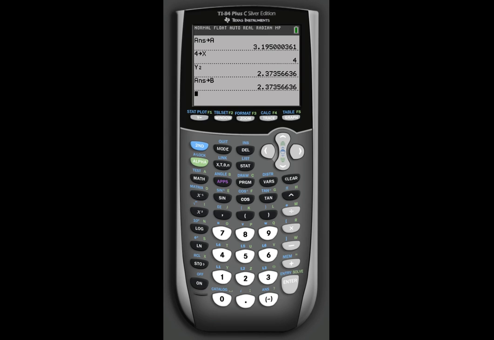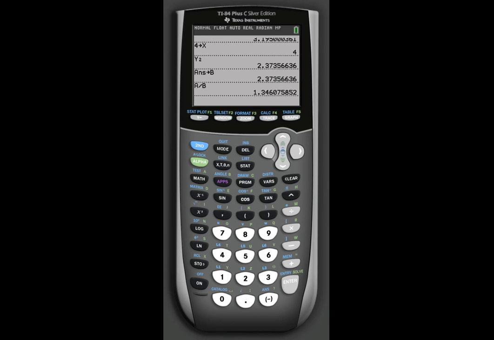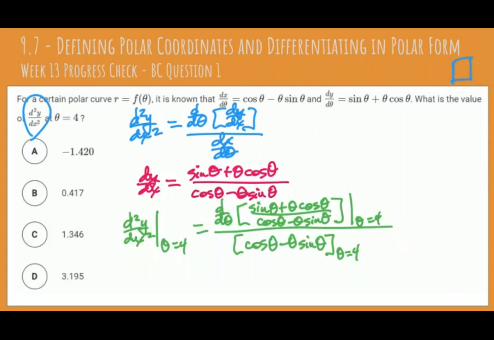So remember what we have stored in our calculator now. A is the derivative of dy dx evaluated at theta equals 4. So we took the derivative with respect to theta, and we evaluated that at 4. And then for B, we have dx d theta evaluated at 4. So our second derivative with respect to x then is going to be A divided by B, which is 1.346, and so on. So if I go look at what our options were, 1.346 is going to be option C.